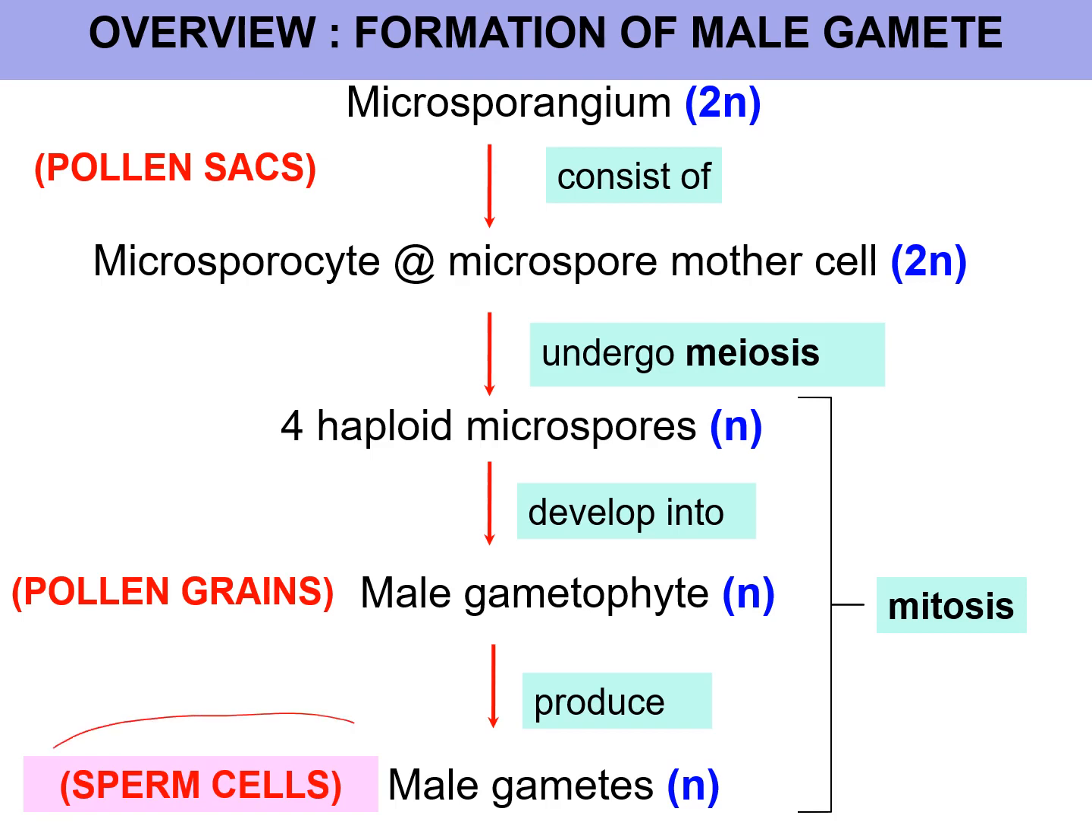So the formation of sperm cells happens after the pollen grain lands on the stigma. Okay, it does not happen in the anther. It happens when the pollen grain lands on the stigma.